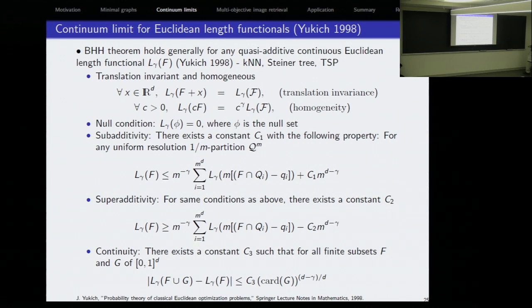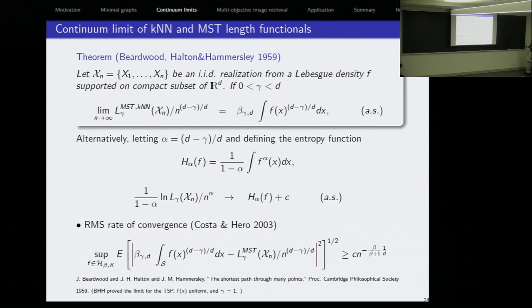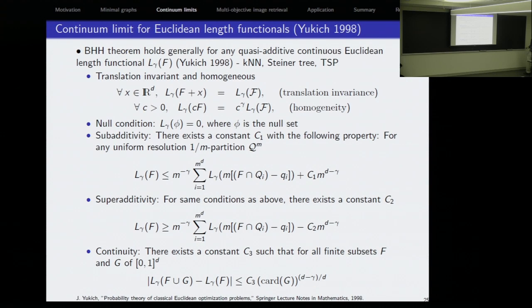The way that this mechanism works is based on a number of principles that govern the length function that's defined relative to the discrete optimization. So this continuum limit is very general, shown by Joe Yukich in 1998 in this beautiful book of his, Probability Theory of Classical Euclidean Optimization Problems, where any graph construction like k-nearest neighbor or minimum spanning tree that's quasi-additive, continuous, Euclidean, will satisfy this limit.